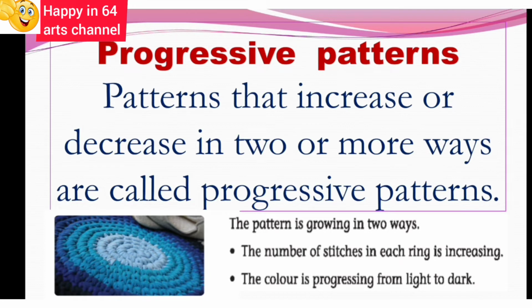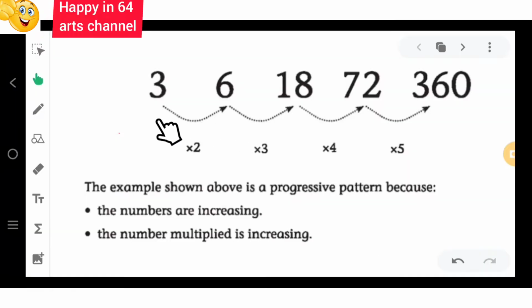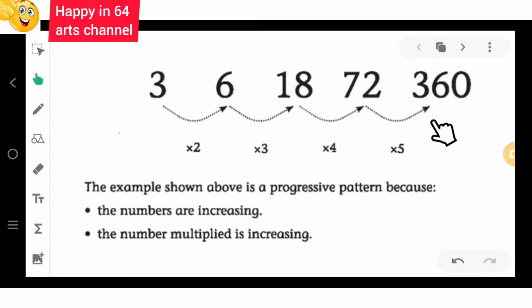Next, progressive patterns. Patterns that increase or decrease in two or more ways are called progressive patterns. Look at the example. The example is a mat. The pattern is growing in two ways. First way, the number of stitches in each ring is increasing. Second one, the color is progressing from light to dark. The example shown above is a progressive pattern.